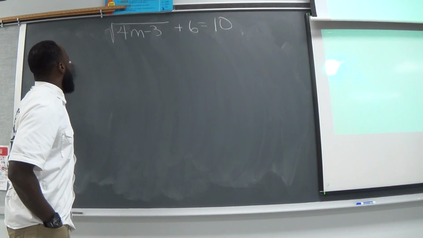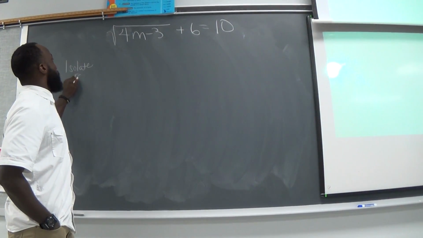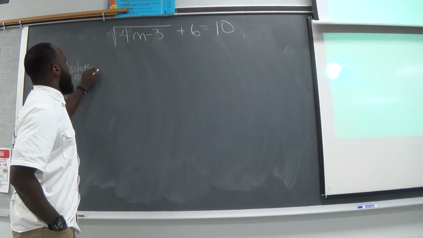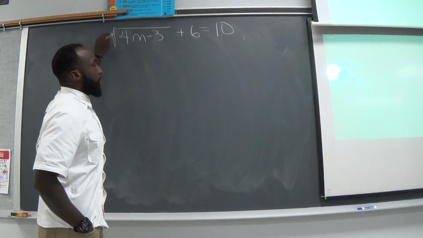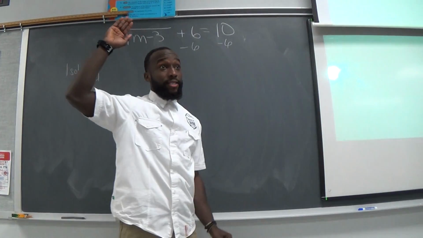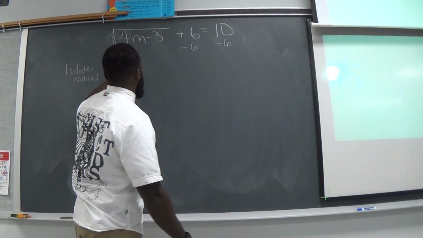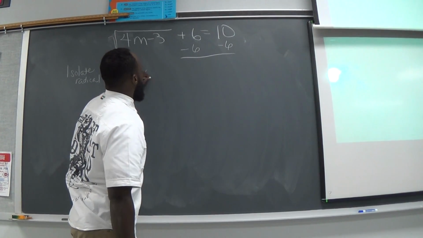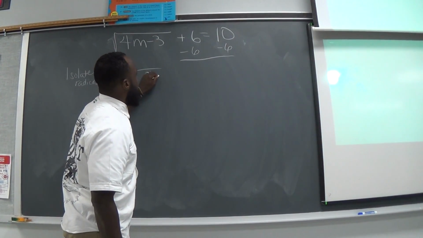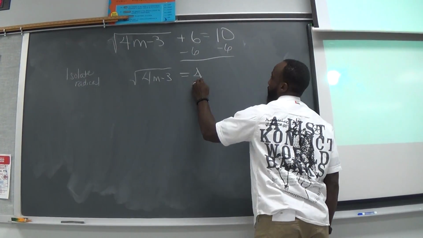Number one, you want to isolate the radical. This is our radical expression here. So we subtract 6 from both sides. How many of us did that? Good deal. So once we subtract 6 from both sides, we end up with the square root of 4m minus 3 equals 4.